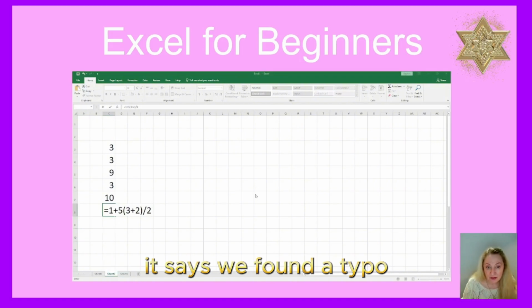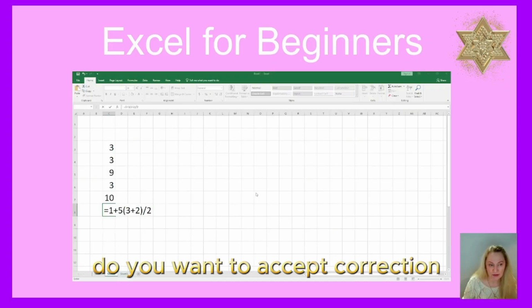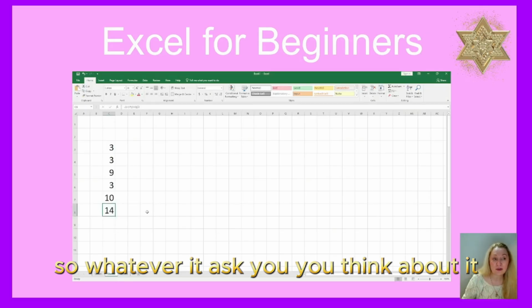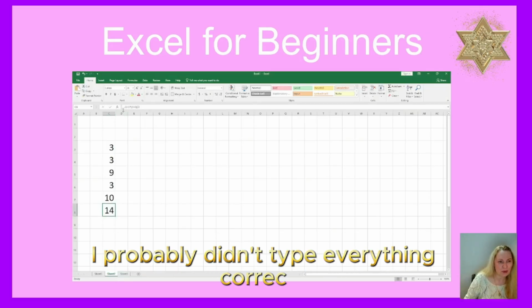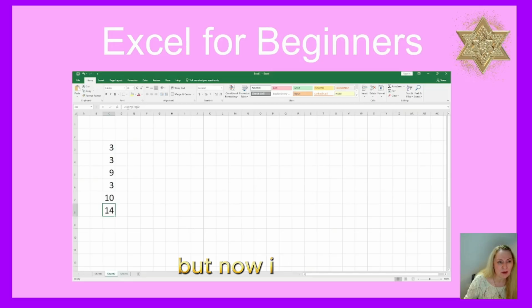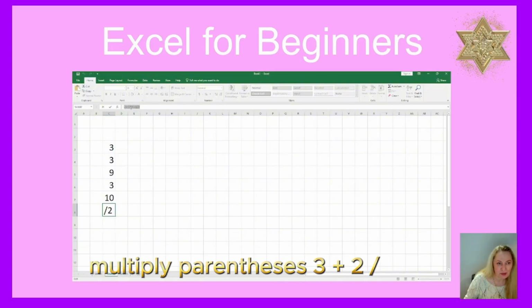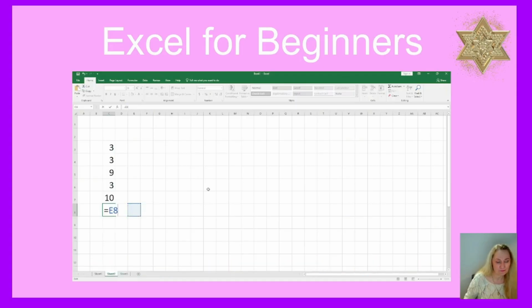It says we found a typo. Do you want to accept correction? Yes, yes. So whatever it asks you, you think about it. I probably didn't type everything correctly, but now it's okay. You can see here. Here you have it all. Equals 1 plus 5 multiplied parentheses 3 plus 2 divided by 2 and again.